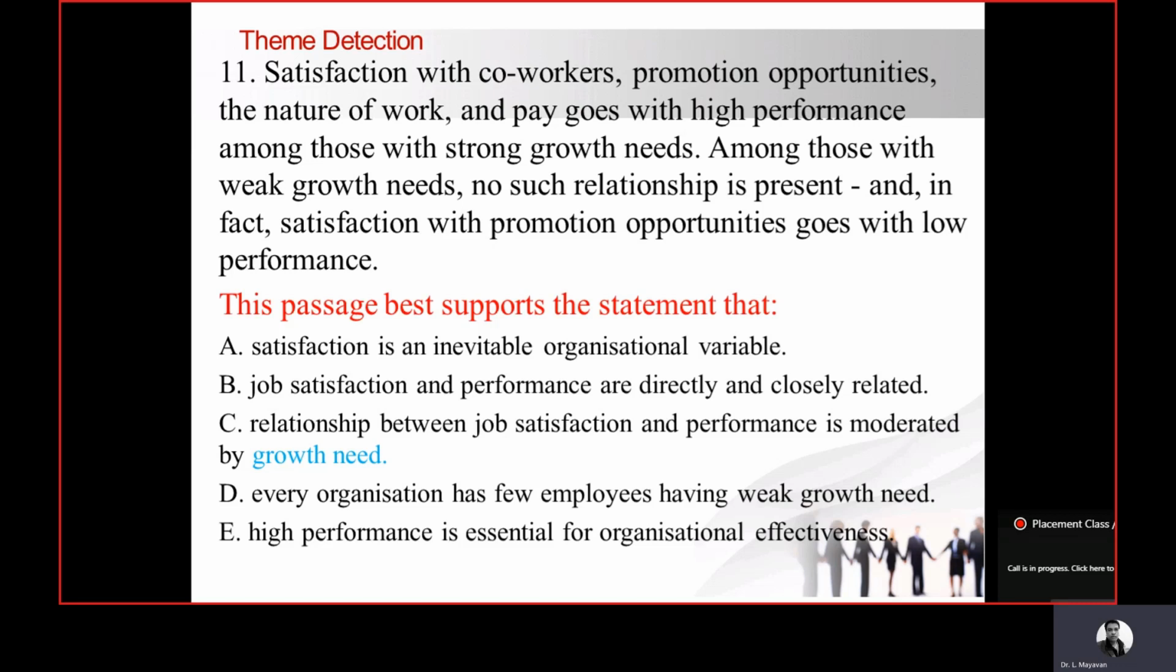Let us also consider other options. Option D, every organization has few employees having weak growth need, and high performance is essential for organizational effectiveness. Okay, these are not discussed in the passage. And option C is the correct option which best supports the theme in the passage, that the relationship between job satisfaction and performance is moderated by growth needs. I hope you got it. Shall we move on to the next one? Yes.